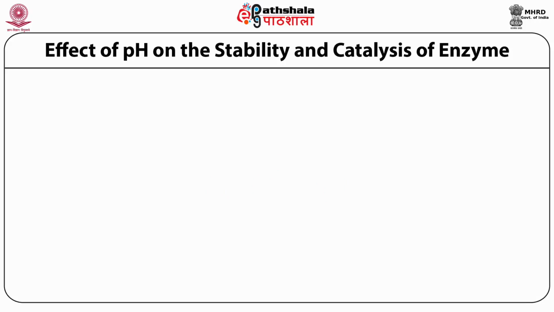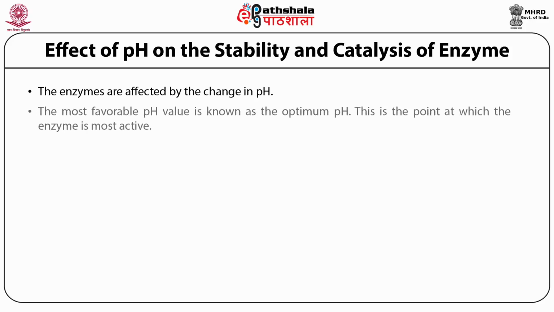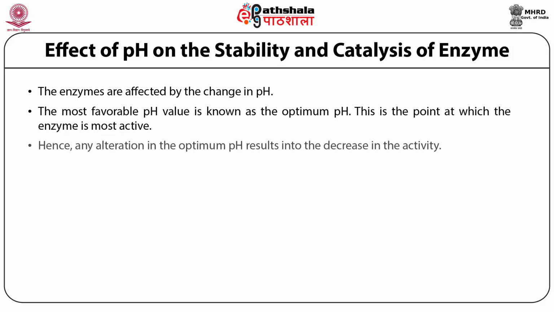Now we will discuss the effect of pH on the stability and catalysis of the enzyme. As you know, enzymes are affected by change in pH, and the most favorable pH is known as the optimal pH. Optimal pH is the pH at which the enzyme is most active. Hence, any alteration from the optimal pH results in a decrease in its activity.